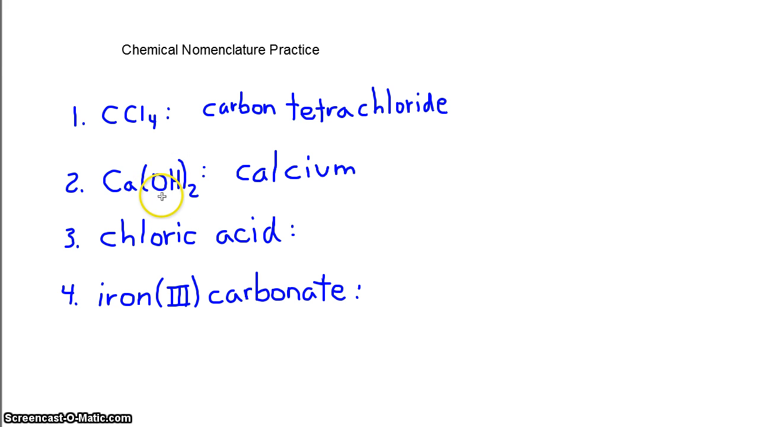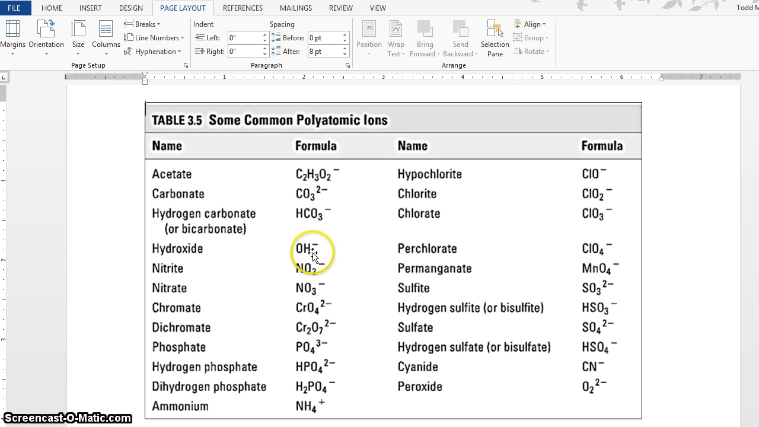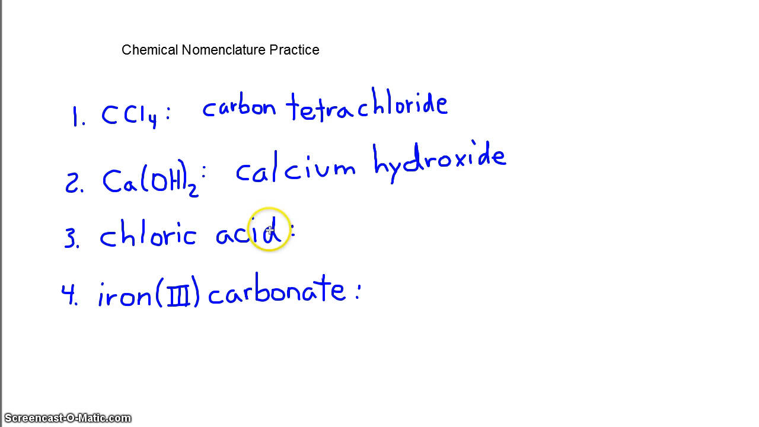We would have to notice that OH is one of the polyatomic ions with a formula of OH minus and a name of hydroxide. So putting it all together, the name of the compound with the formula of Ca(OH)2 is calcium hydroxide.